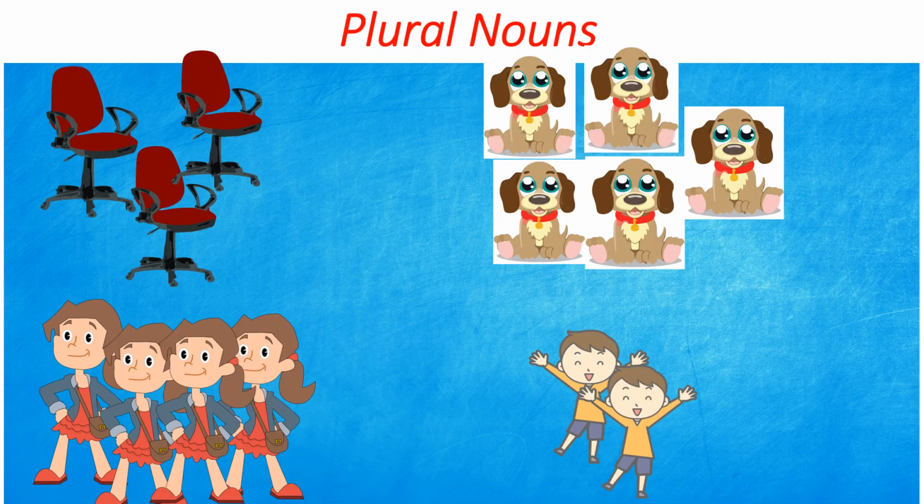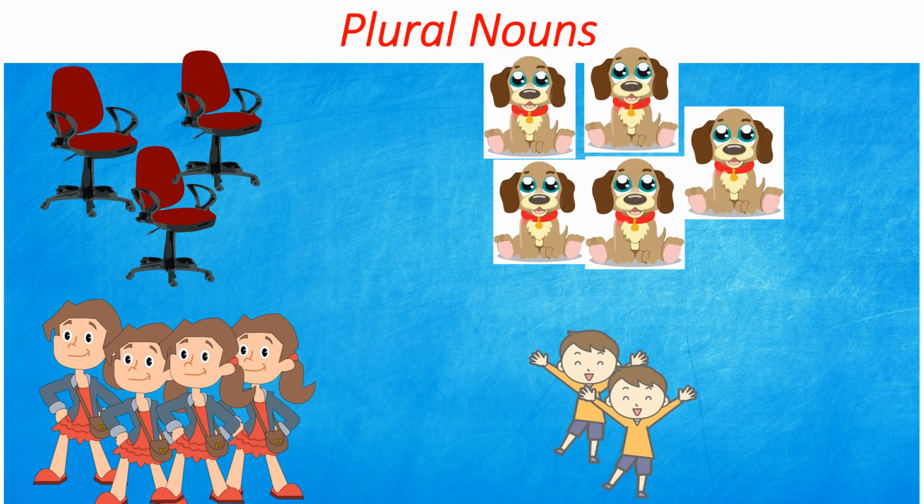Now, let's know what a plural noun is. Children, what can you see here? You can see three chairs, which is more than one. You can see four girls, which is more than one. Here you can see five dogs. That is also more than one. And two boys. That is also more than one.